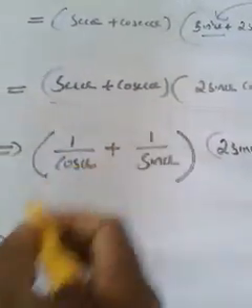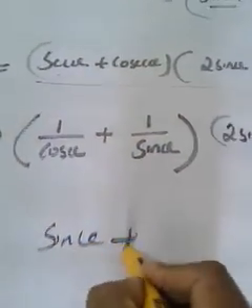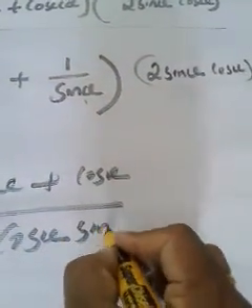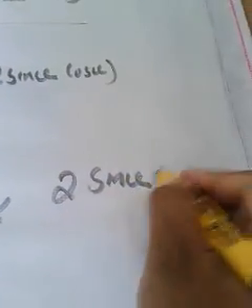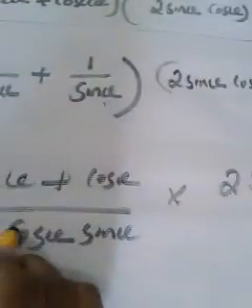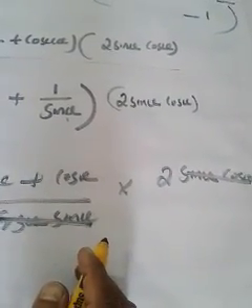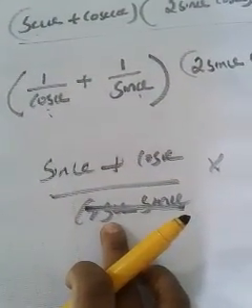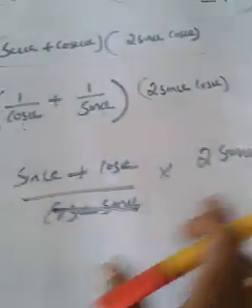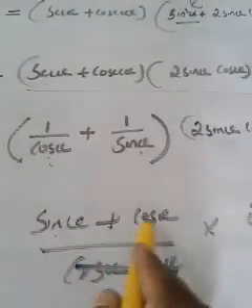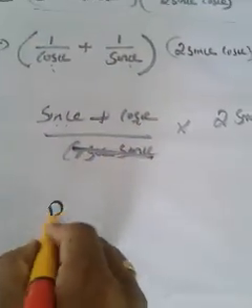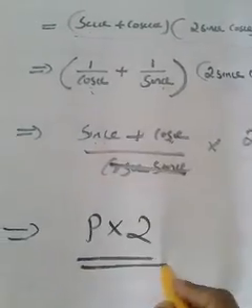You may have understood. And here I can cross multiply. So 1 into sin theta plus 1 into cos theta, divided by cos theta into sin theta, into 2 sin theta cos theta. Sin theta cos theta and sin theta cos theta get cancelled. Both are the same, one in the denominator and one in the numerator, so they get cancelled. What is sin theta plus cos theta? It is given as p. So instead of sin theta plus cos theta, I can write p. P into 2 is nothing but 2p. We reached the RHS.